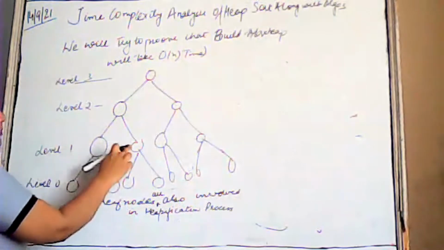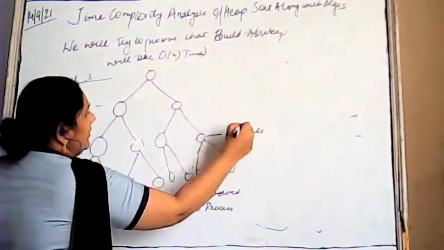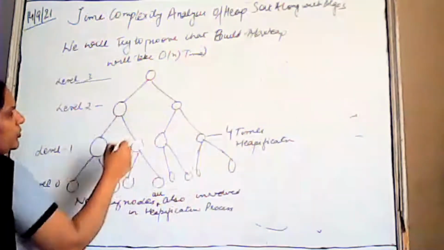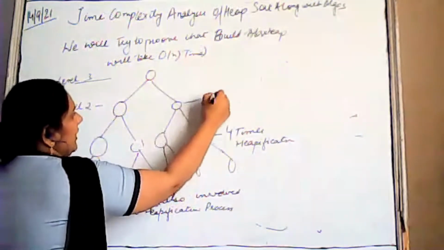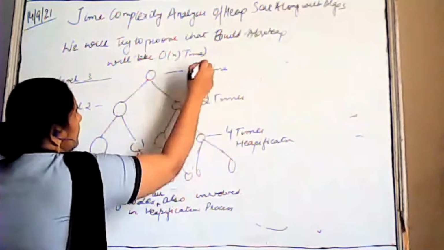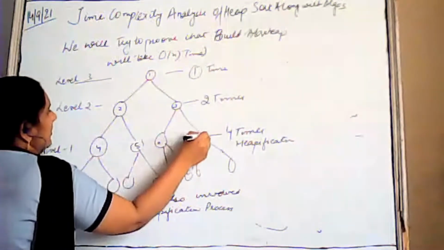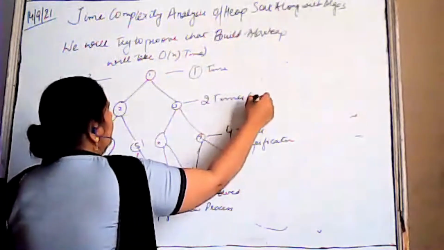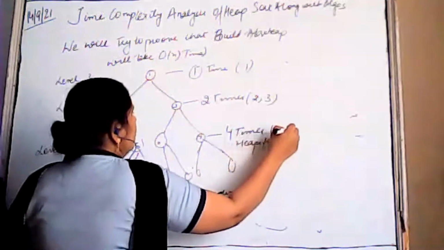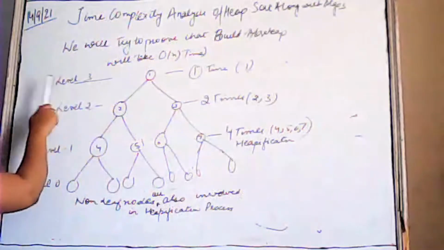So here, how many nodes are there? 1, 2, 3, 4. So 4 times heapification will be performed. Here 2 nodes are available. So 2 times heapification will be performed. Here 1 node is available. So 1 time heapification is performed. See, this is 1, 2, 3, 4, 5, 6, and 7. So 2 times heapification for node 2 as well as node 3. Here heapification for node 1. Then 4, 5, 6, and 7 nodes heapification will be done at this level 1. Here it is level 2 and here it is level 3.